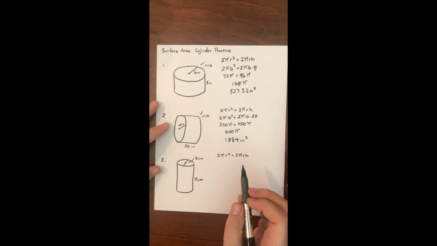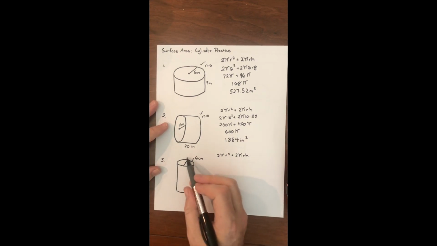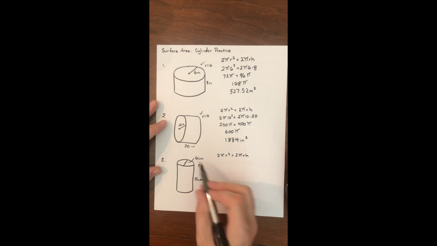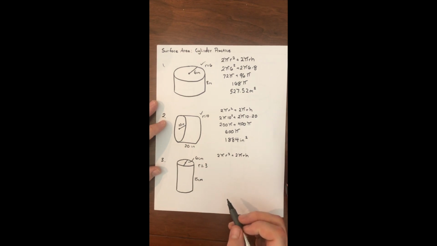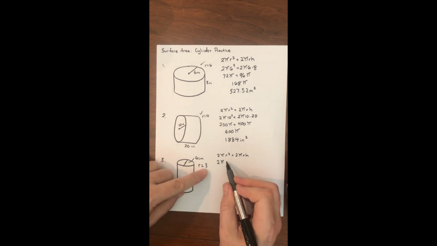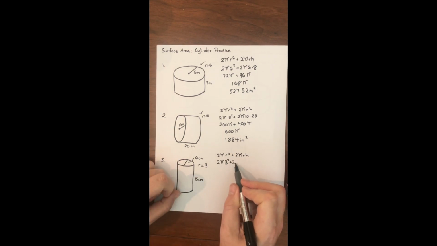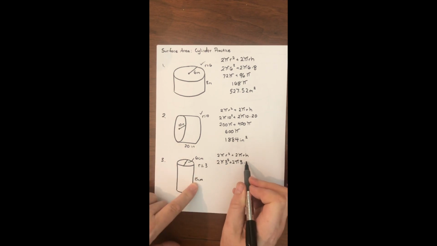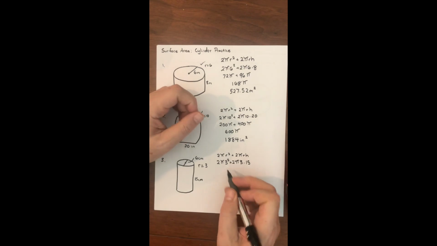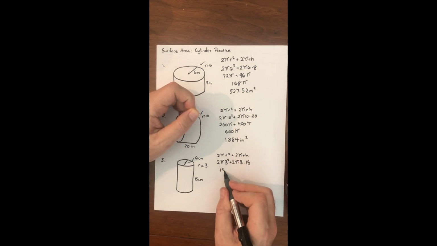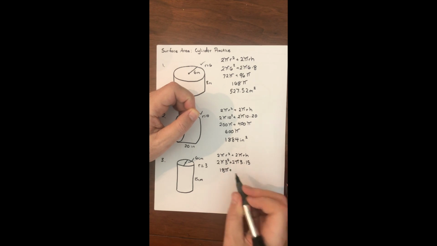Here we go. Let's figure this out. Checking here, I did not get the radius. I got the diameter, which is 6. So my radius is half of 6, and that's 3. Okay, so 2 pi, radius of 3 squared plus 2 pi, that's a 3 again, times what's my other number? 15. Okay, 3 squared is 3 times 3, that's 9. 9 times 2 is 18. So 18 pi.